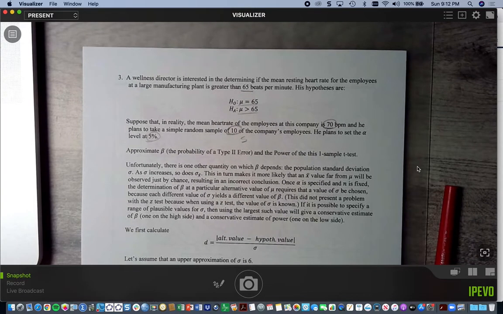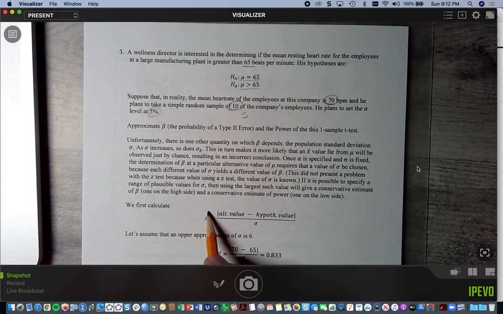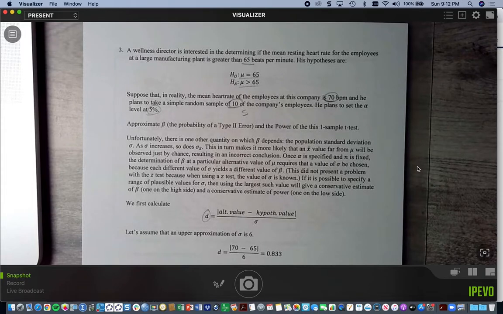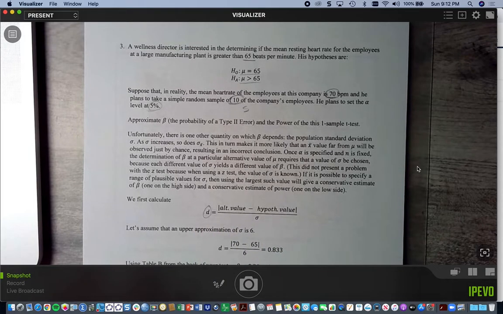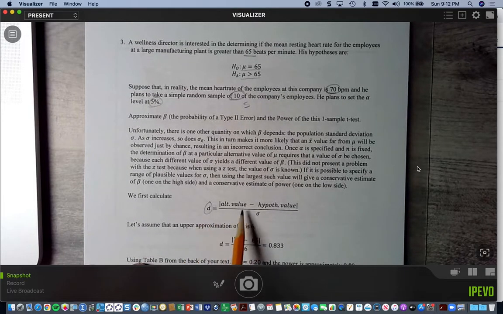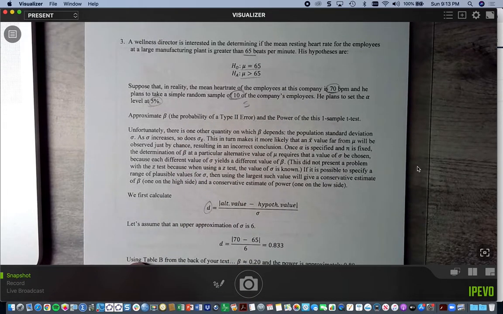So it makes it really difficult for us to calculate the power using any kind of formulas that we have. So what we do is we calculate another statistic, this D statistic. I'm going to tell you first of all that this is not as important as some of the other stuff that we're talking about in this chapter. This D statistic is particular to a one sample t-test.